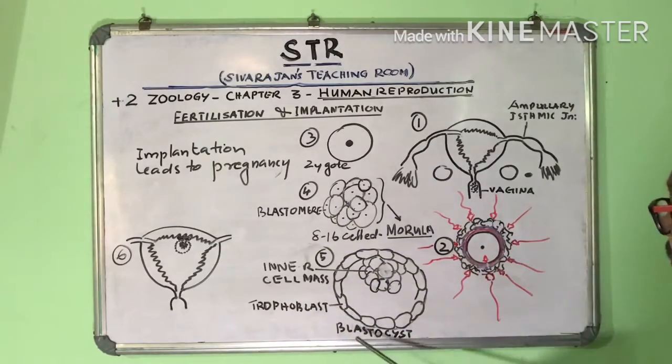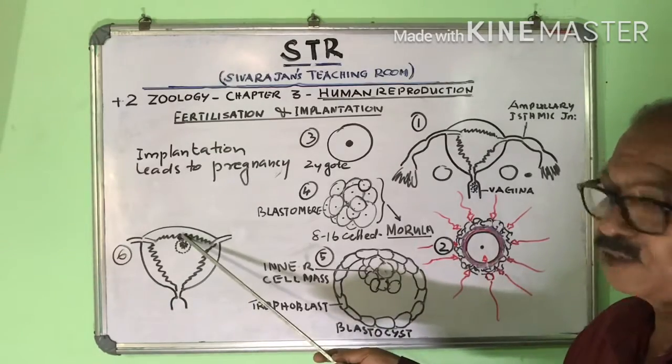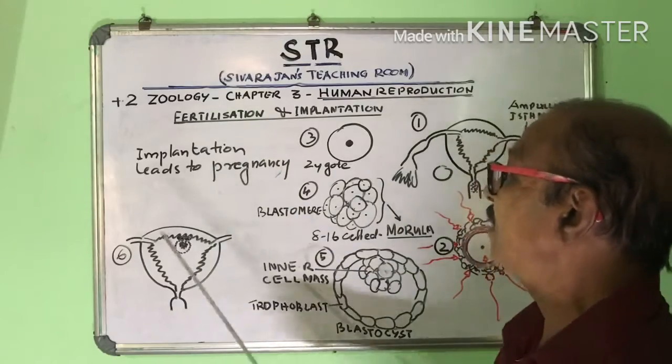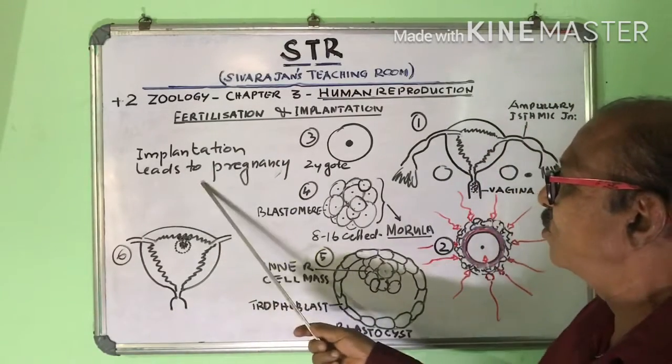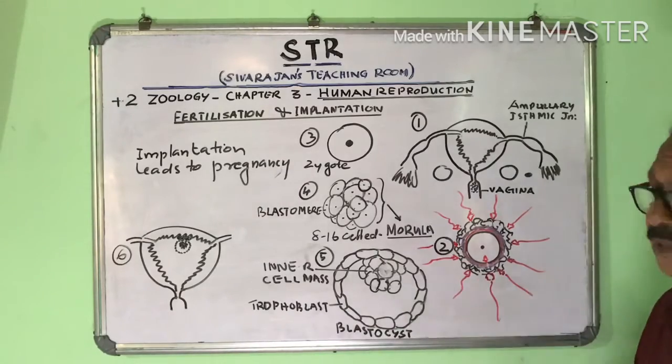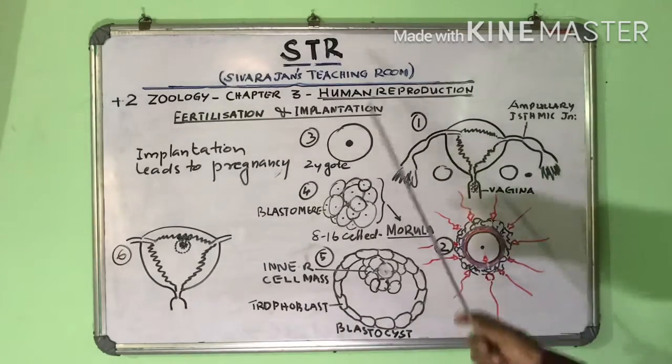Once the blastocyst has implanted into the endometrium, that confirms pregnancy. So we can say that implantation leads to pregnancy. So in this episode we have discussed fertilization and implantation.